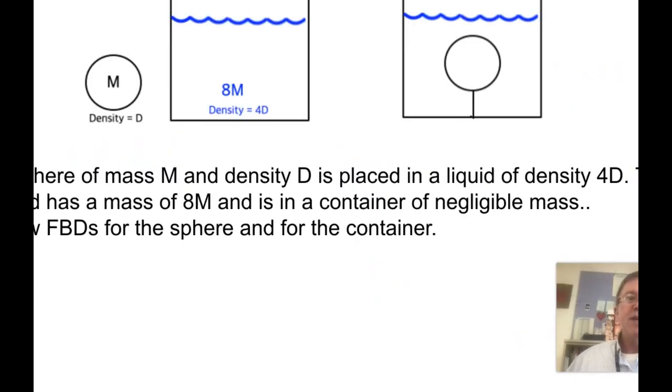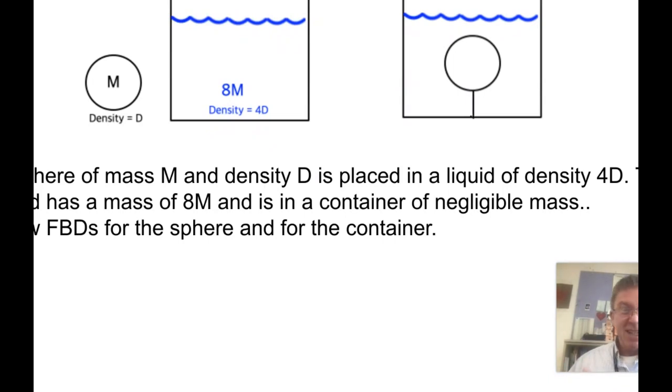Okay, so let's try doing it without calculations. So I have a sphere of mass m, and it has a density of d. I place it in a liquid that has a density 4 times that, so 4d, all right? And the mass of liquid is 8 times the mass of this object here, and the container has negligible mass. So what I'm going to do is put this in here. Since this has a quarter the density of this liquid, it's going to want to float. So what I do is I tie a string to it and hold it to the bottom.